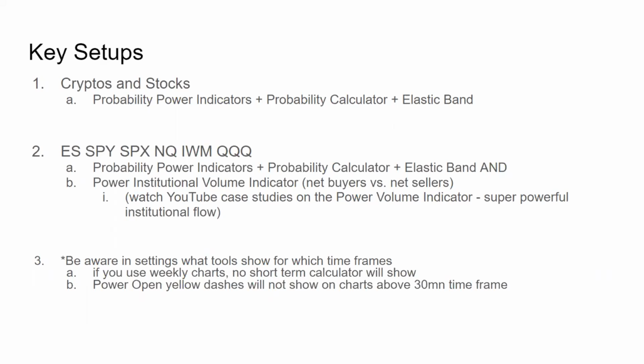If you're trading the indices, ES, SPY, SPX, NQ, IWM, QQQ, DIA, any of the indices, you want to use the probability power indicators, the probability calculator, the elastic bands, and you want to use the power institutional volume indicator showing net buyers versus net sellers, as I explained. And you can see the note here, you can watch YouTube case studies on the power volume indicator to show how powerful it really is for the institutional flow.